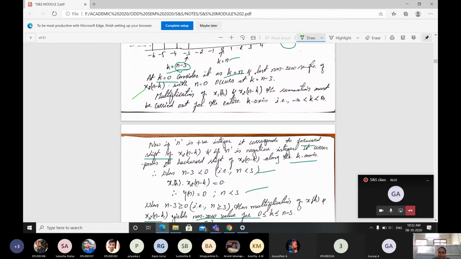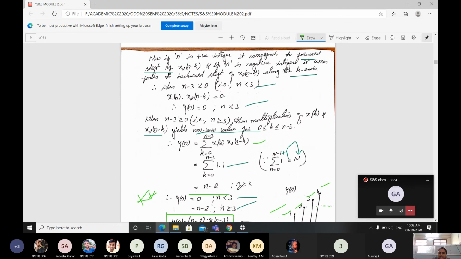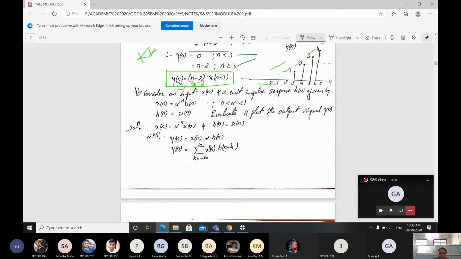First we have to consider when n minus 3 is less than 0, meaning n is less than 3, it will be 0 only. Then, n minus 3 greater than or equal to 3, use the equation, substitute x1 of k and x2 of n minus k. You will be getting the result. The procedure remains the same for all the problems. Next, we will go with one more problem.